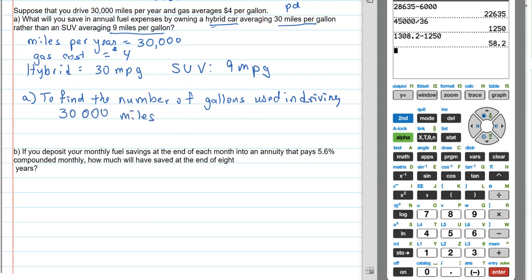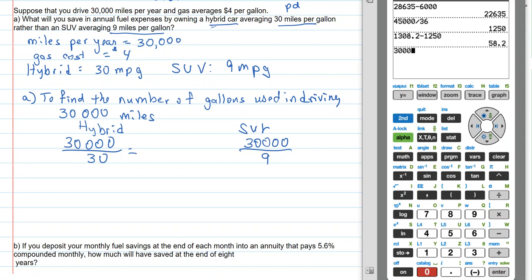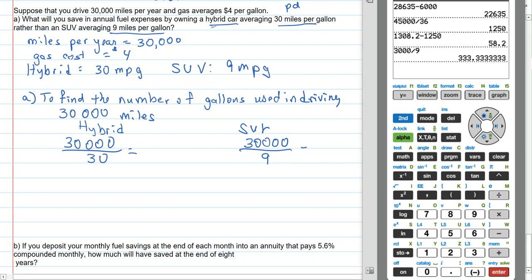All right. So, of course, that's a little division. So we're going to take the 30,000. This is for the hybrid. SUV, 30,000, and we're going to divide by the 9 miles per gallon. I'm sorry, 30. Sorry about that. I jumped the gun. Now this one, we're doing the 30,000 and dividing by the 9. All right. So in this case, we're going to have 33 and a third for this guy.